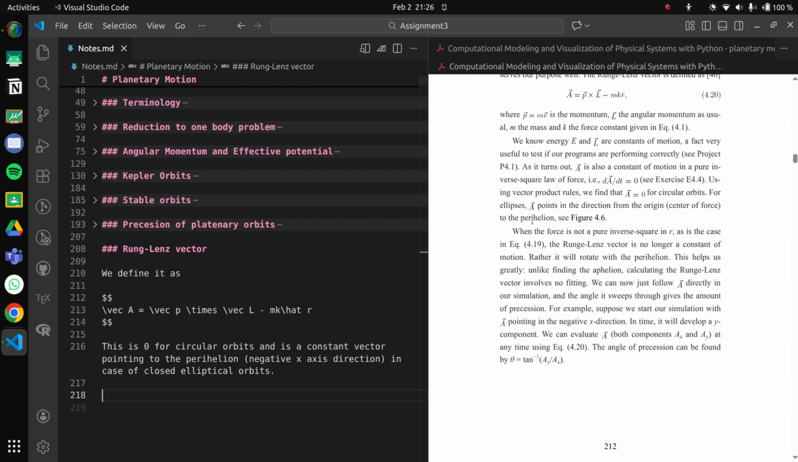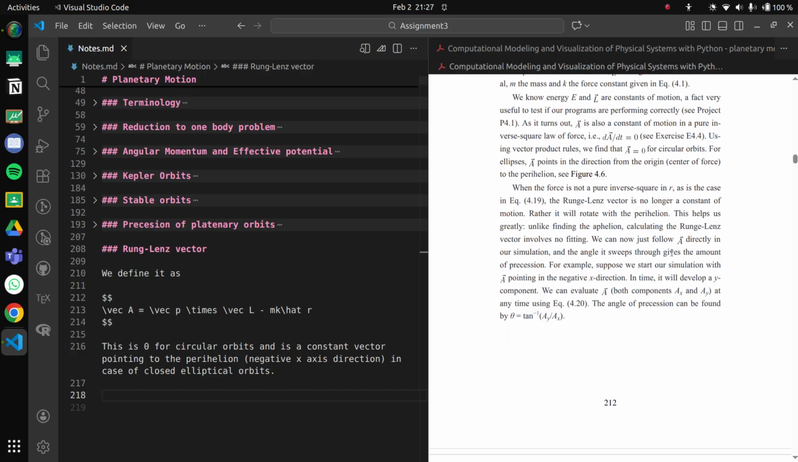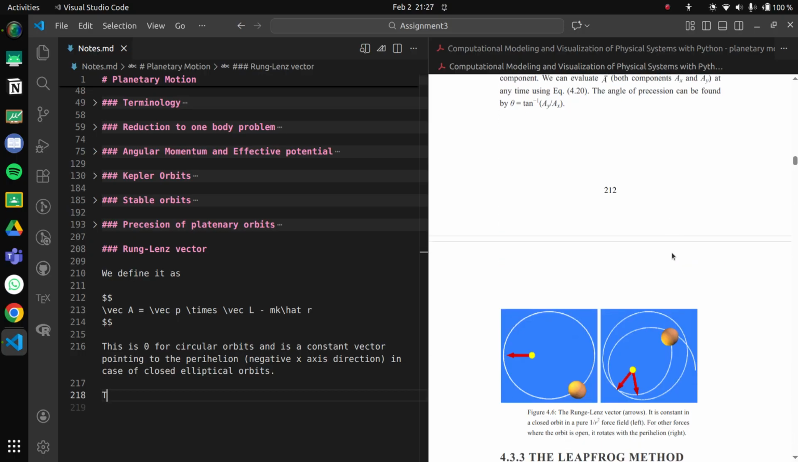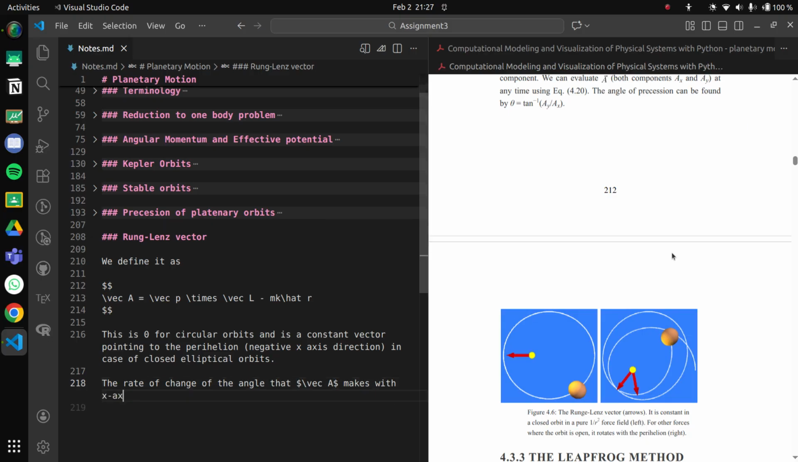So what does this do? It just points to the perihelion, and that perihelion shifts, and that rate of change of the perihelion is what we want. That's our rate of precession. So the rate of change of the angle that vector A makes with the x-axis is the rate of precession.